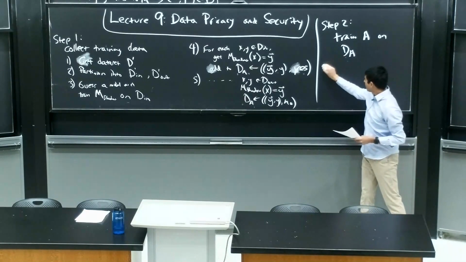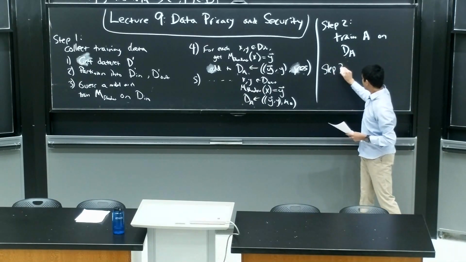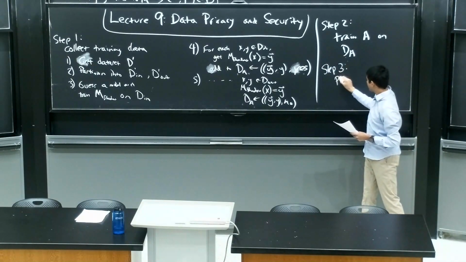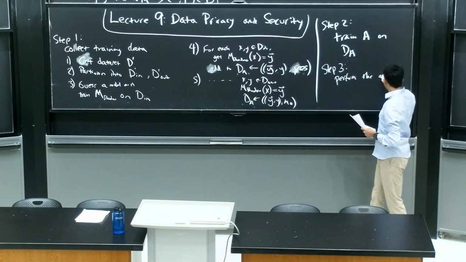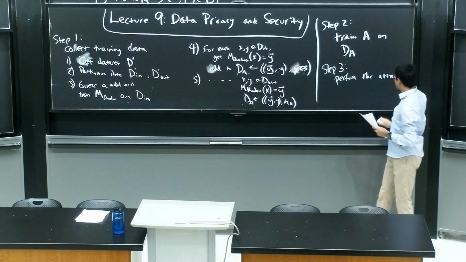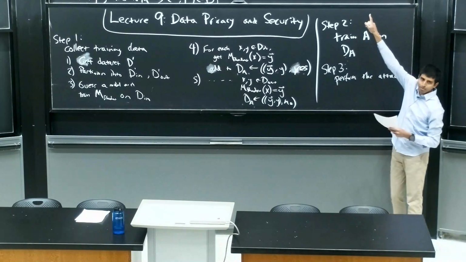So then once we have A, we're basically done. We perform the attack, which is already drawn in that picture up there.